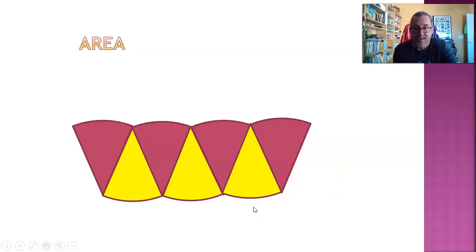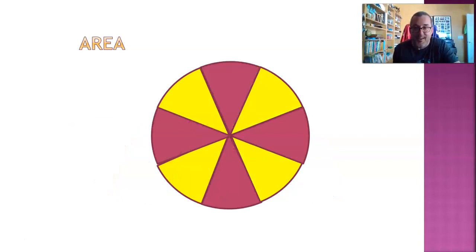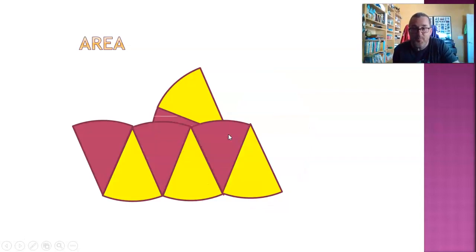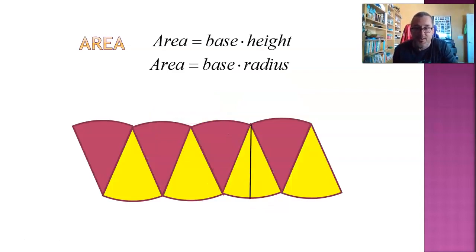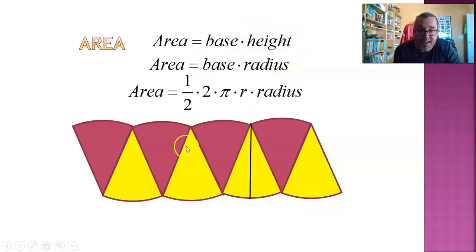Let me go back to the circle again. I was just trying to show you that if I was to rearrange these into almost a rectangular form, the height of the rectangle would be this distance right here, which corresponds to the radius of the circle. So, we could say that the area of this rectangle is the base times the height, but the height is the radius of the circle. And the base is half the circumference.